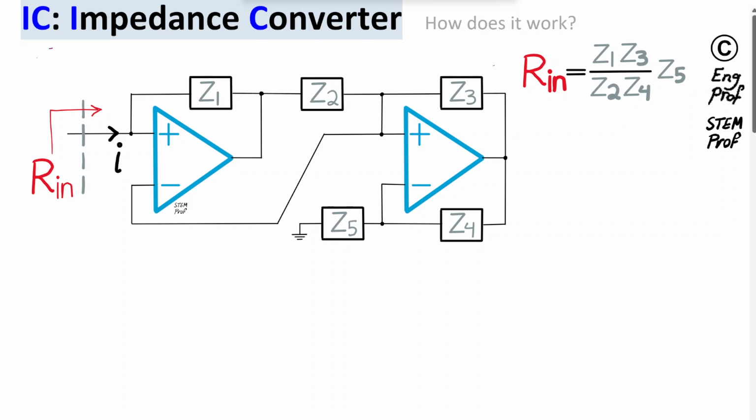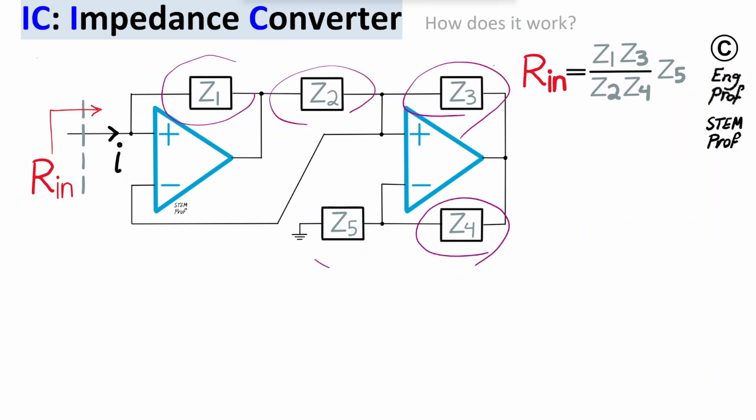How does an impedance converter circuit work and how to design it? These are questions that are discussed in this video. As you can see, this circuit is implemented with two op-amps or operational amplifiers, and then we have up to five impedances, Z1, Z2, Z3, Z4, Z5.